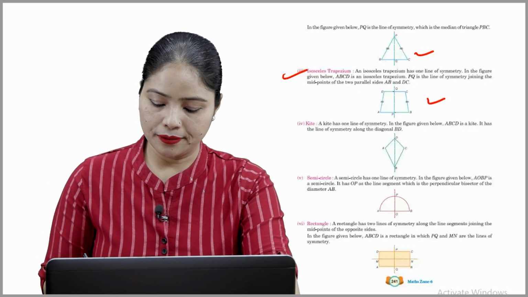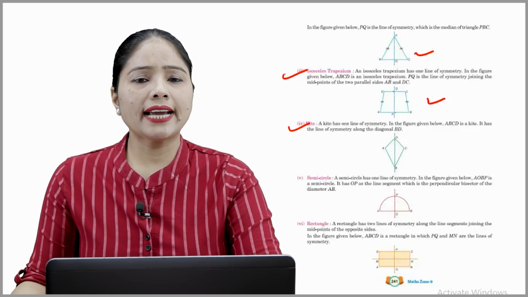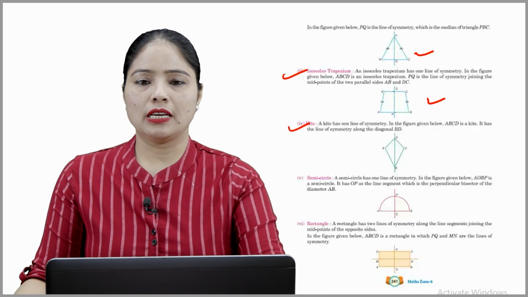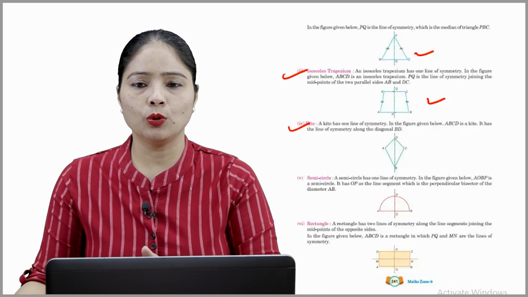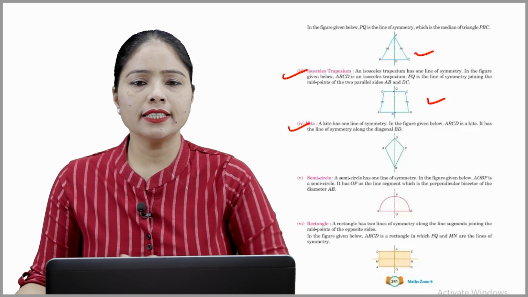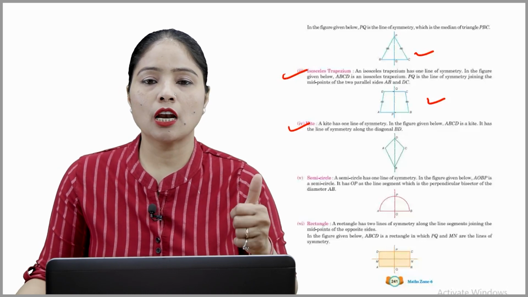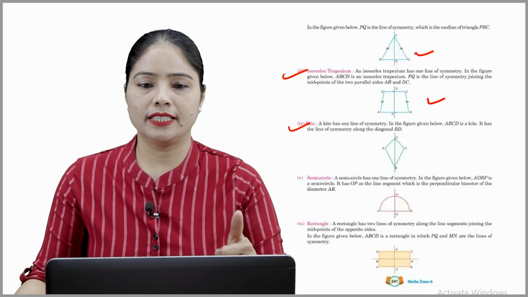After that, kite. A kite has one line of symmetry. We can draw only one line of symmetry for it. In the figure given below, ABCD is a kite. It has the line of symmetry along the diagonal BD, like this.